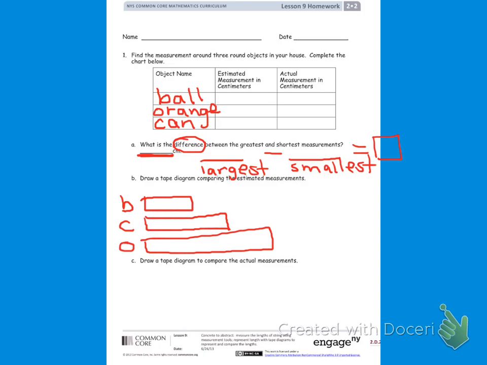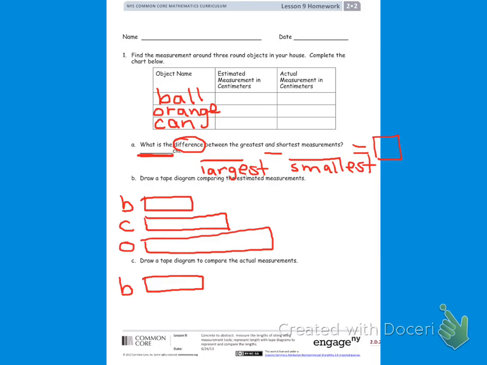Then in item C, we'll draw another tape diagram to compare the actual measurements. So maybe I was right. My ball was the smallest, but maybe my estimated number wasn't quite right. My new number will go above this rectangle or inside of it.